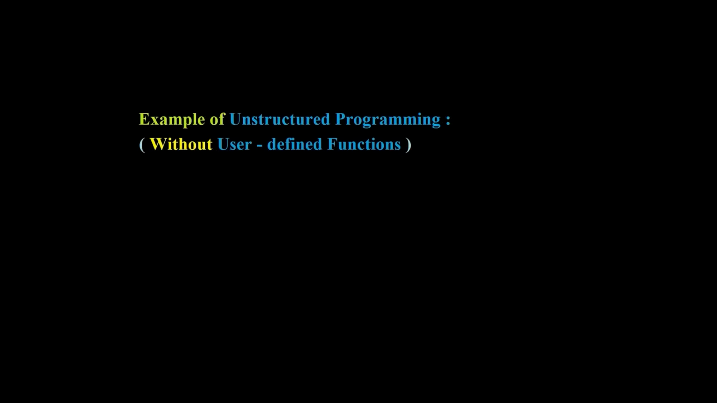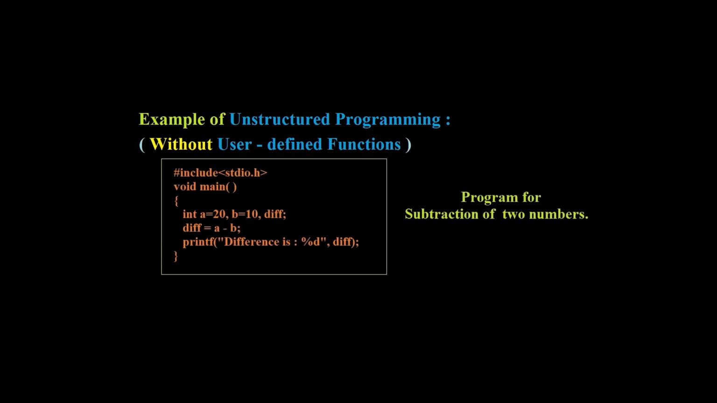As you can see on the screen, this is the example for unstructured programming where we had a program for subtraction of two numbers, and you can see inside the main function only we wrote the entire logic. So we had two variables a and b of the integer data type, then we calculated the difference and then printed the result. Finally when we execute this, we get the output as the difference is 10. Now this was the unstructured programming mode.